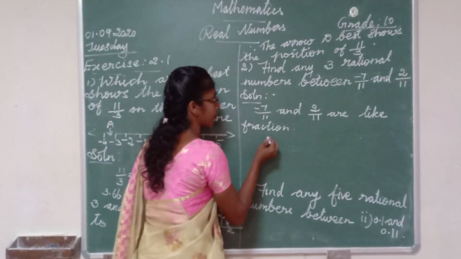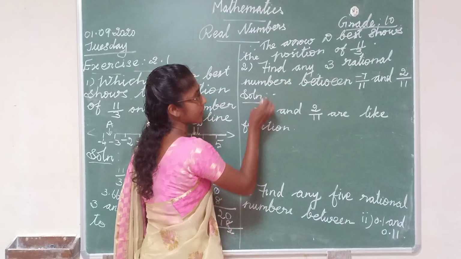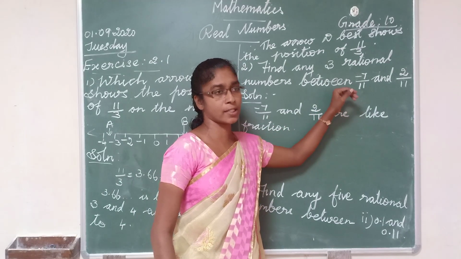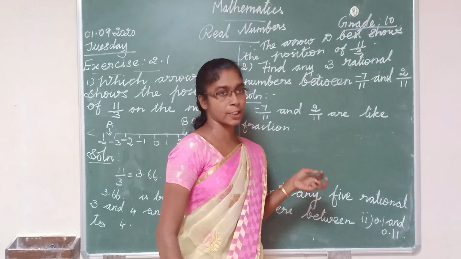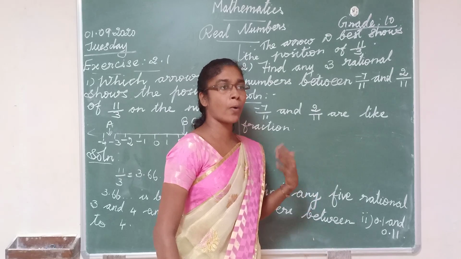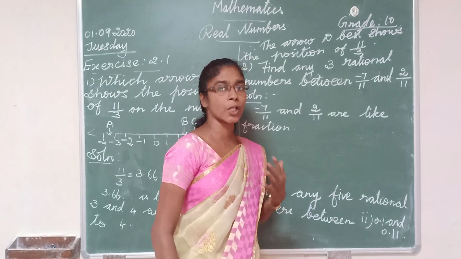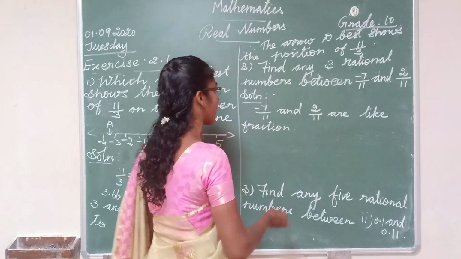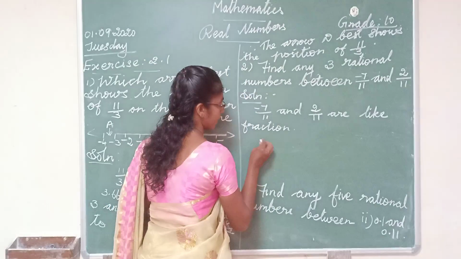So what are they? Can you say 3 rational numbers between -7/11 and 2/11? Yes, -6/11, 0, 1/11. Any 3 you can write. You can write other answers also. Any 3 rational numbers you can write.